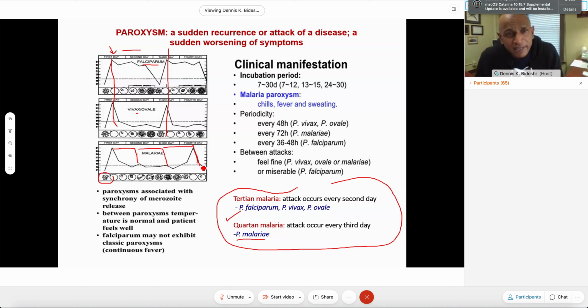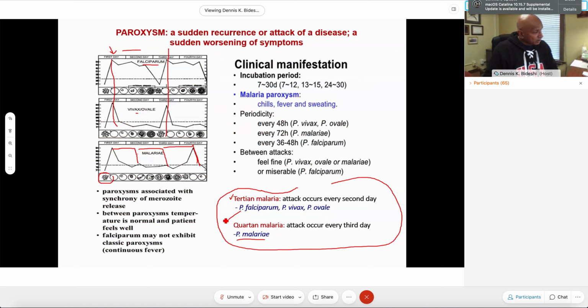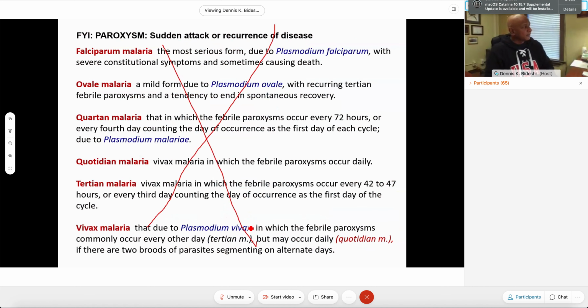Sometimes these spikes are called paroxysm. It's a sudden recurrence or attack of a disease. In this case, you see fever and chills, with high temperatures. The fever occurs when the parasites are breaking down the red blood cells. For falciparum, vivax, and ovale, that's called tertian malaria. You see it on the second day after the first spike. And for quartan malaria, caused by Plasmodium malariae, you see this every third day. Again, there are variations of this. Do not worry about that here. So I want you to know these two terms, quartan and tertian.